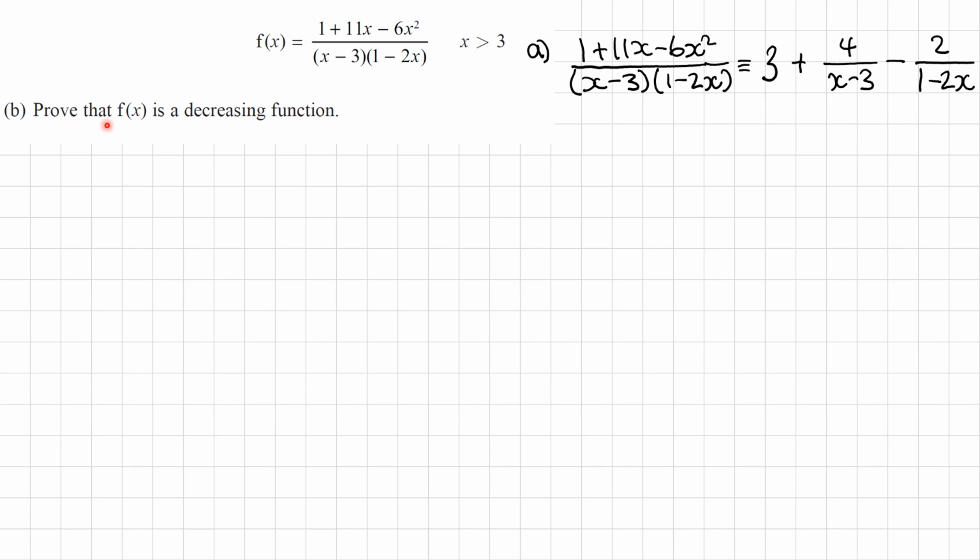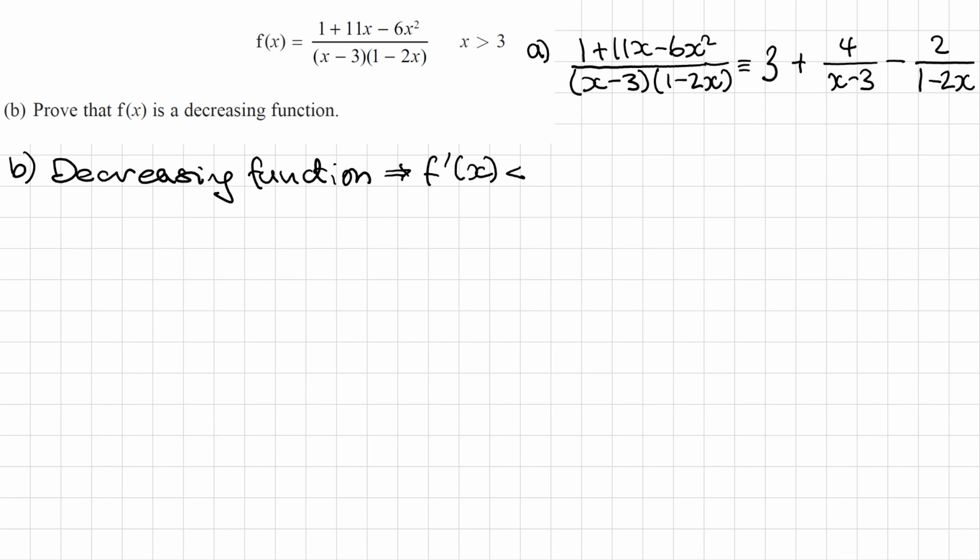In part B, what we need to do is to prove that f(x) is a decreasing function. Now the first thing is that a decreasing function is one where the derivative f'(x) is always going to be less than 0, and we need to prove that f'(x) is less than 0 for x greater than 3. So we're going to find f'(x) not from this, but from what we did in part A. This is going to be easier to differentiate than this, and trying to use the quotient rule, it'll be a bit of a mess if we try and do that.